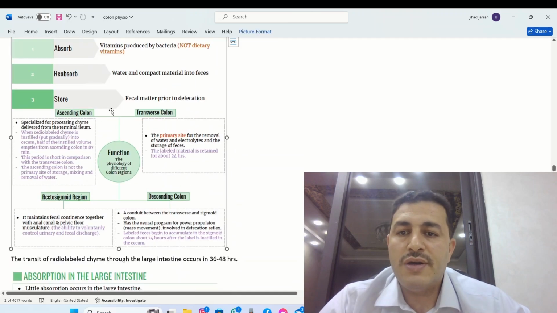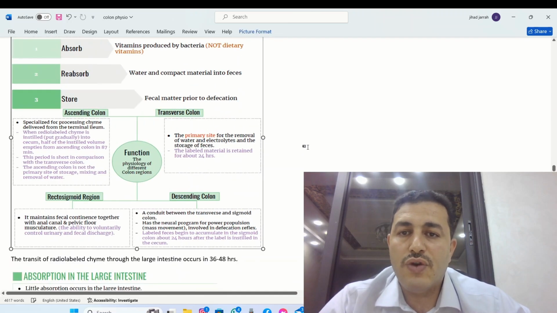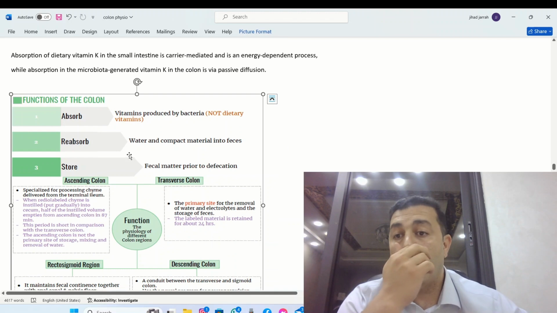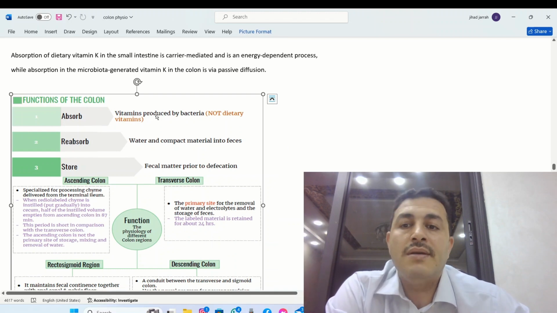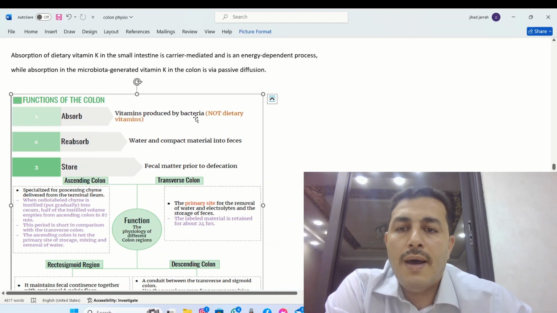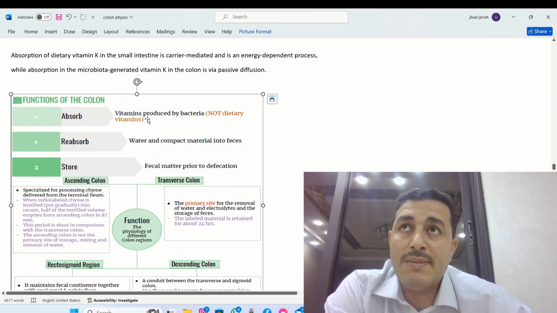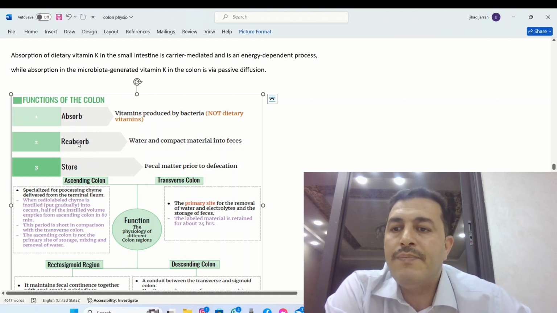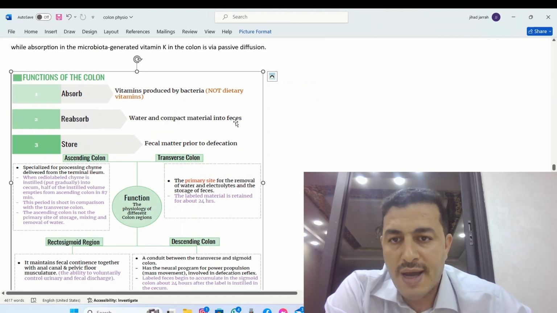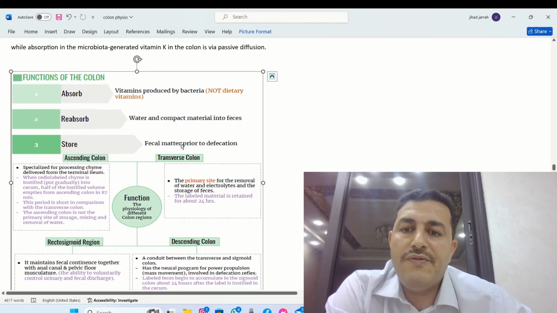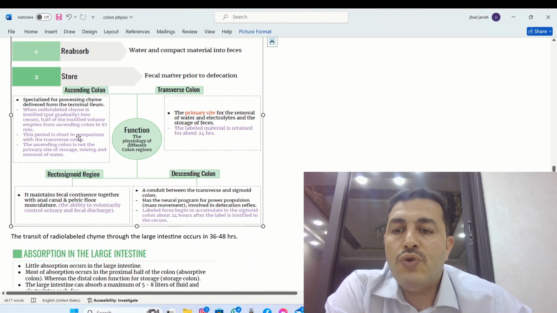These are two pictures just reviewing the function of the colon. We talked about the functions of the colon: absorb vitamins produced by bacteria. Of course, we said some of the B vitamins, not all. For example, vitamin B12 is absorbed in the terminal ileum. Reabsorb water and minerals. Store fecal material prior to defecation. They just review the function of each part.